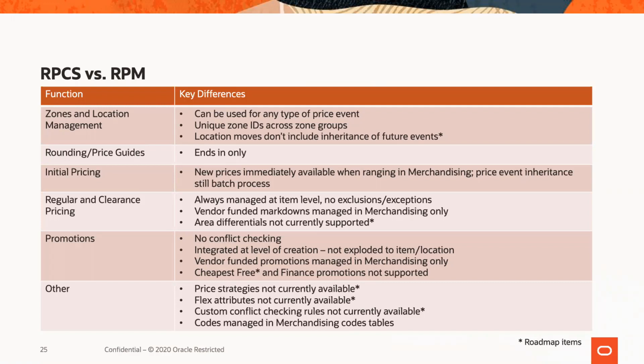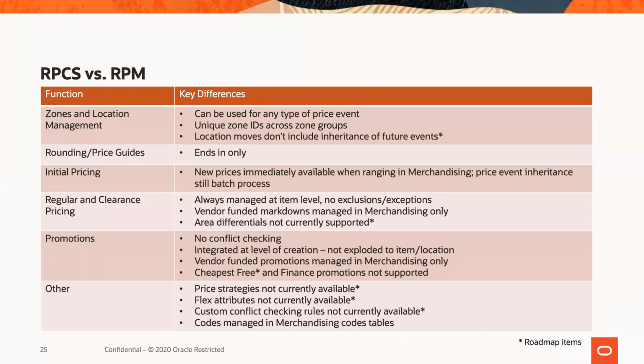Talked about the regular and clearance pricing being managed at item level. So we don't have the ability for users to add exclusions or exceptions, although there are still batch generated exceptions or exclusions that can happen if there are conflicts found in some of the new item log processing, for example, but expect that to be much less likely to happen based on the more granular level of handling those events now. Vendor-funded markdowns are supported, but they're managed within merchandising only.